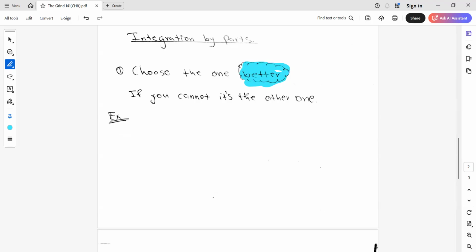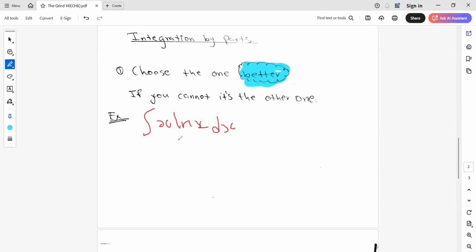All right, if you cannot, it's the other one. So remember that when doing integration by parts, you will have to choose your u, you will have to choose your dv, right? Or your v. So in that case, it is important what you're choosing, because you don't want to mess up the integration by parts. Okay, so about the example, I have an example right over here, right? So I'm just going to write it real quick. We have the antiderivative of x ln of x dx, right?